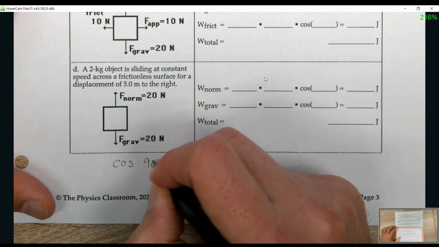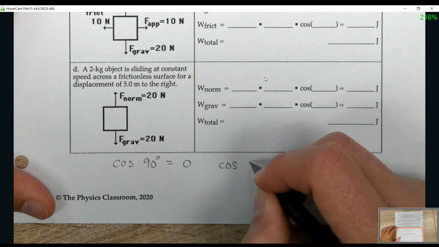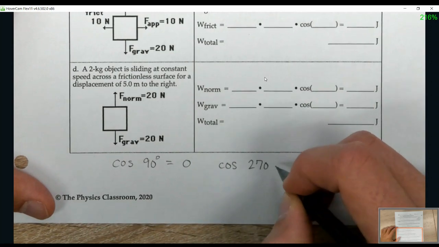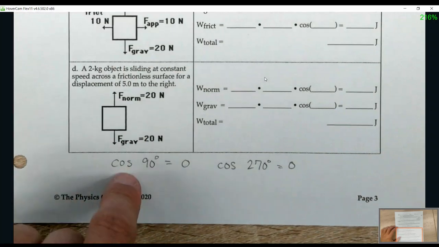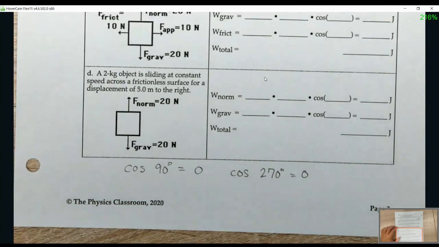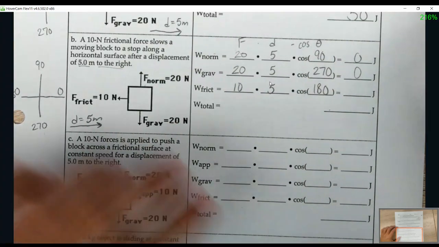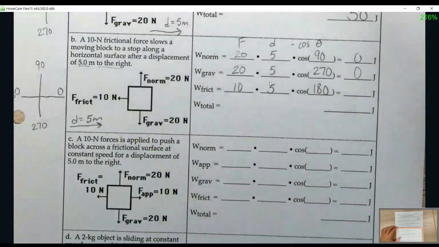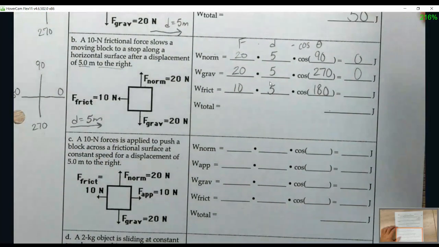Cosine of 90 is equal to 0. And cosine of 270 degrees is equal to 0. So any problem where you have something times cosine of 90 or times cosine of 270, the answer is going to be 0 for that. So right there, 270, I know it's going to be 0, because we just did it in the calculator. Cosine of 270 is 0, so 0 times anything, it doesn't matter.